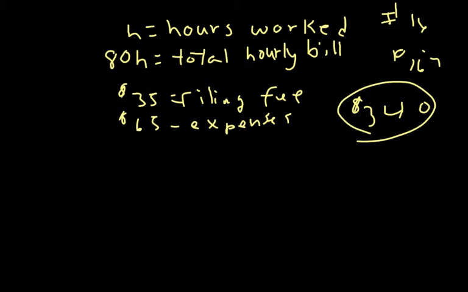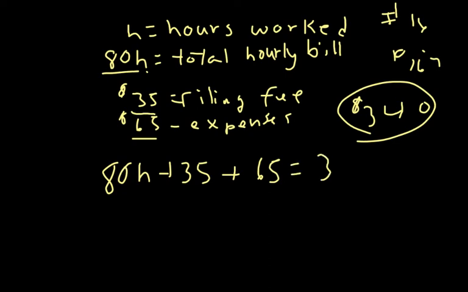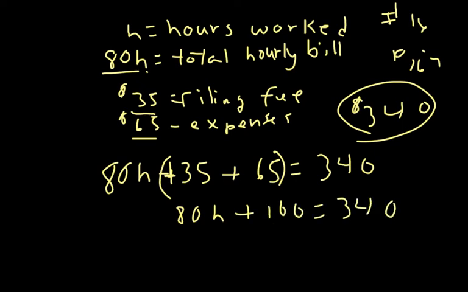So his three fees were for the hours and the $35 and the $65. So if we add all of those up, his hourly fee would be $80 times the number of hours he worked, plus the $35 for the filing fee, plus $65 for expenses, and that total is $340. So now we're down to the equation that we would solve. It's going to be a multiplication and an addition we have to undo. Combine these two things, and we get 100. So 80H plus 100 would be 340.